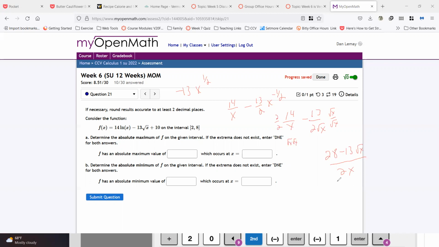We'll find out. I don't like this 13. This is going to be kind of messy, but maybe we're okay. So I know this thing's not defined when x equals 0, and that's not in the domain, the closed interval that we're looking at. So that's okay. Let's see what happens with a 28 minus, and it'd be really wonderful if that was 14 rather than 13, but oh well. Where is that equal to 0?